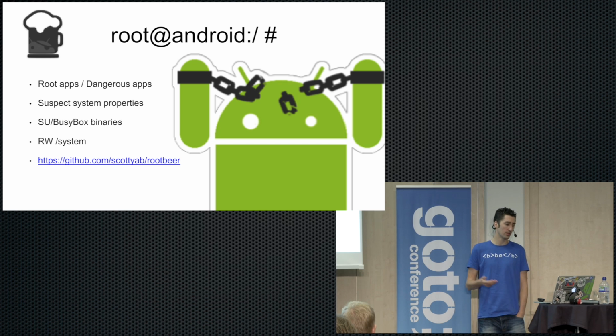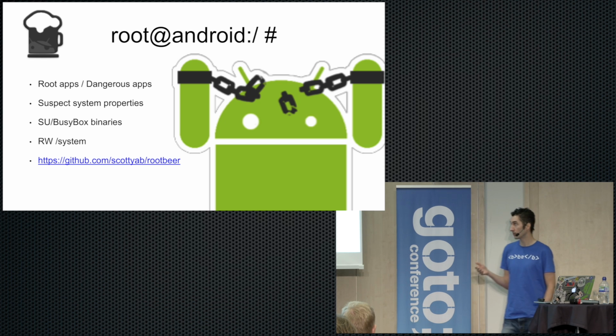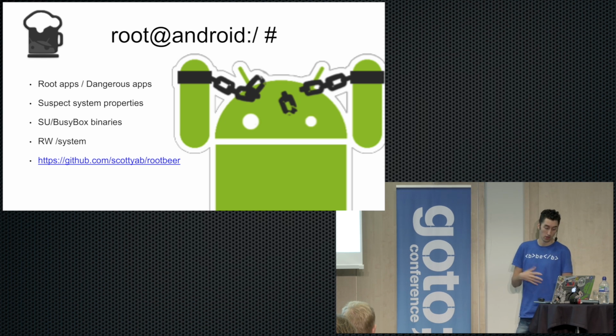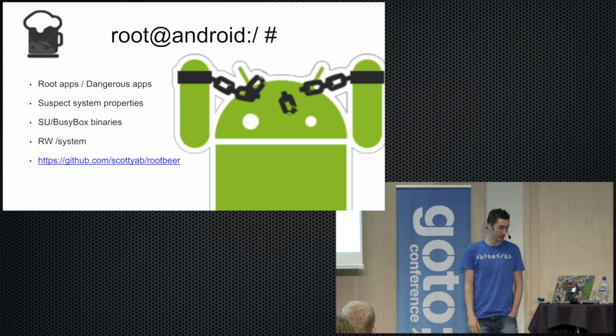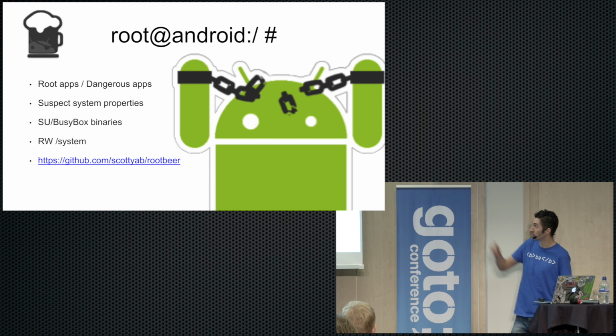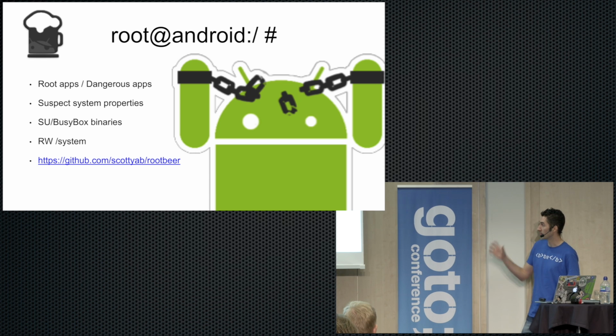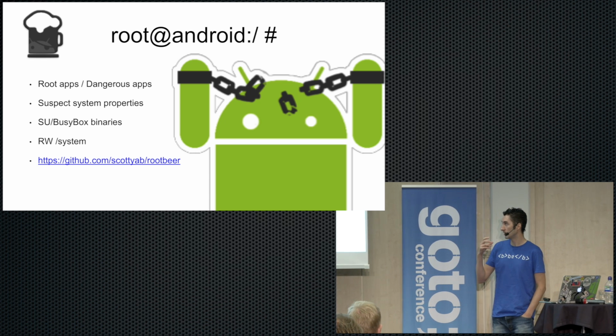You can also check to see if certain system paths are writable, or read-writable, when they shouldn't be. And what I did with a colleague of mine, we pulled together a load of those checks and put it into a library called rootbeer, with the handy logo at the top. That also does a native check as well.